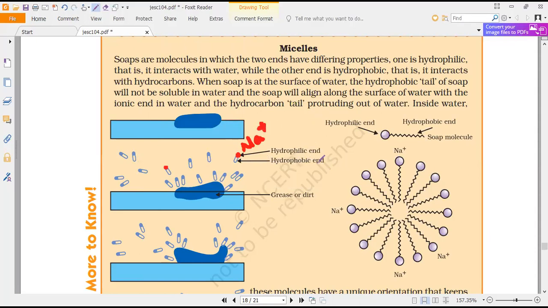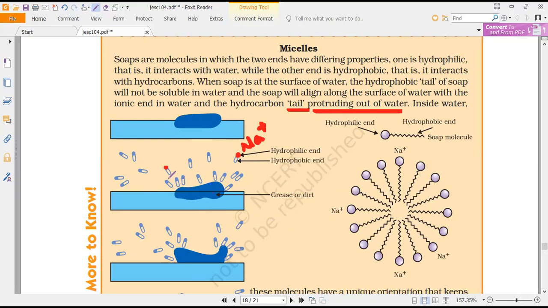And here the hydrophobic end is having what? Long chain hydrocarbon. That is what? Tail part. So this tail part is protruding out of water. You can see they will always be acting towards the center, because opposite charge will always show repulsion.